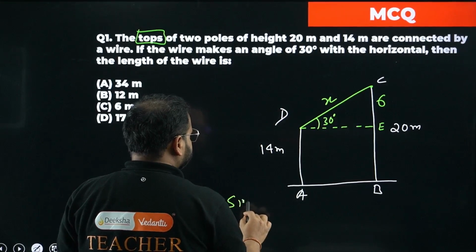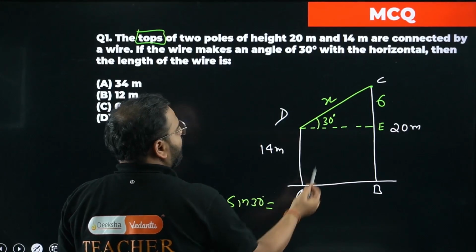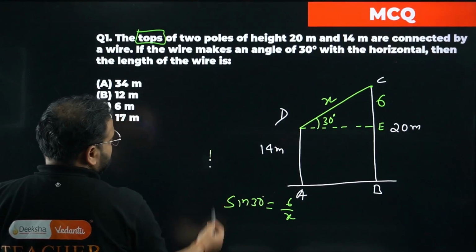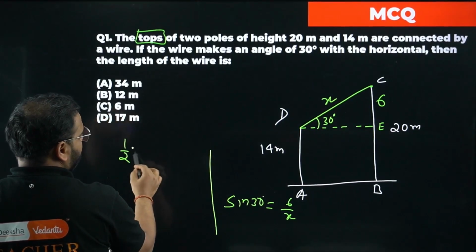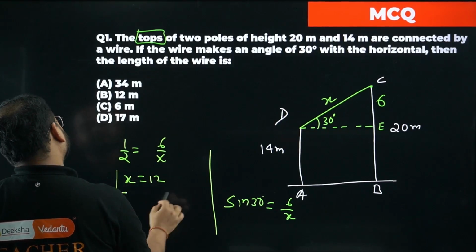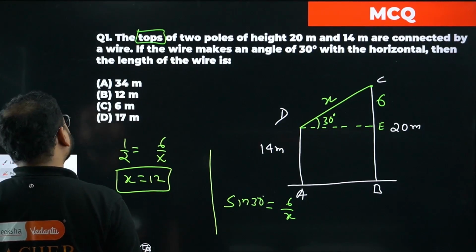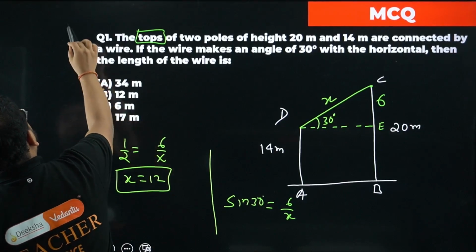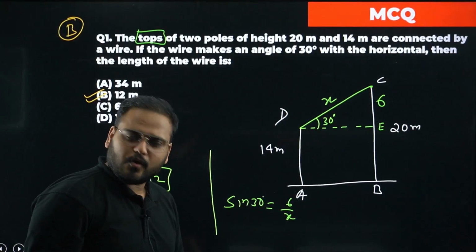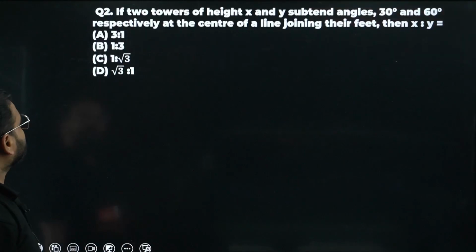So sine 30. What am I going to write? 6 by X. What is sine 30, sir? Sine 30 is simply 1 by 2. So 6 by X equals 1 by 2, and X is 12. The most suitable option is B. Is that clear? Yes, of course. Let's move on to question number 2.